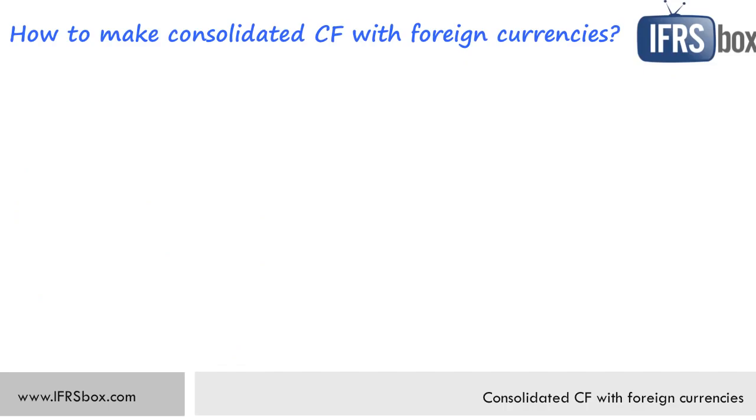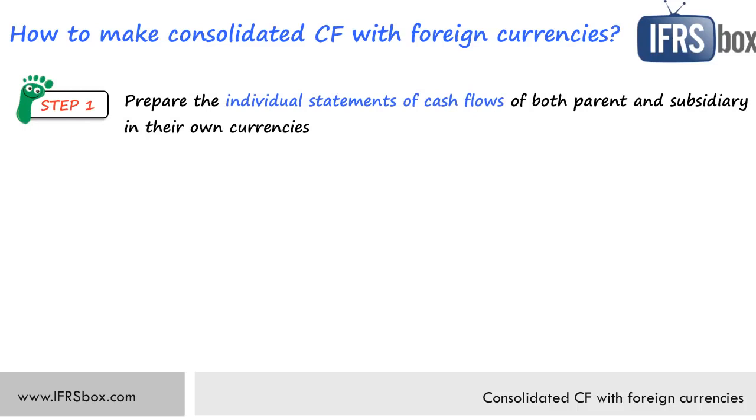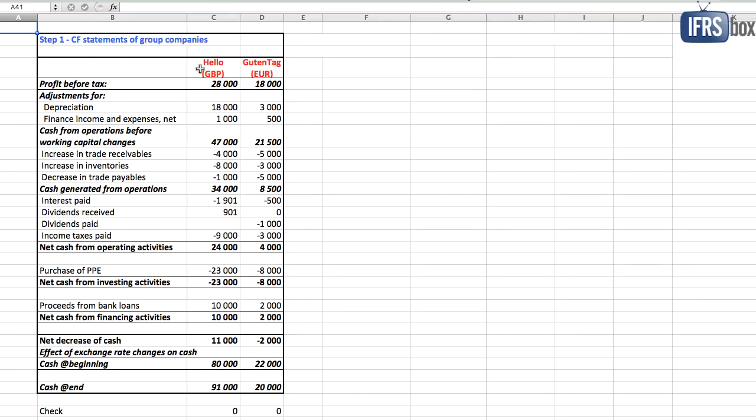How shall we start? Step number 1 is to prepare the individual statements of cash flows for both parent and subsidiary, and ideally use the same line items. Well, I have prepared them for you. I'm not going to teach you in this video how to do that because I published an article with video about the detailed method on ifrsbox.com, so please check that out. We have nice clean individual statements of cash flows here, Hello in British pounds and Gutentag in euros, so both in their own currencies.